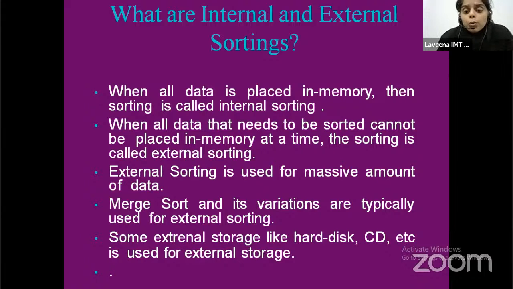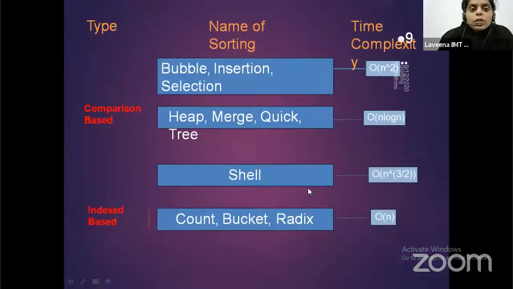External sorting is used for a massive amount of data. When I have a large amount of data elements in a list or array, then I use external sorting. If I have fewer data elements, then I use internal sorting. Merge sort and its variations are typically used for external sorting. External storage like hard disk, CD, etc. is used for external storage.